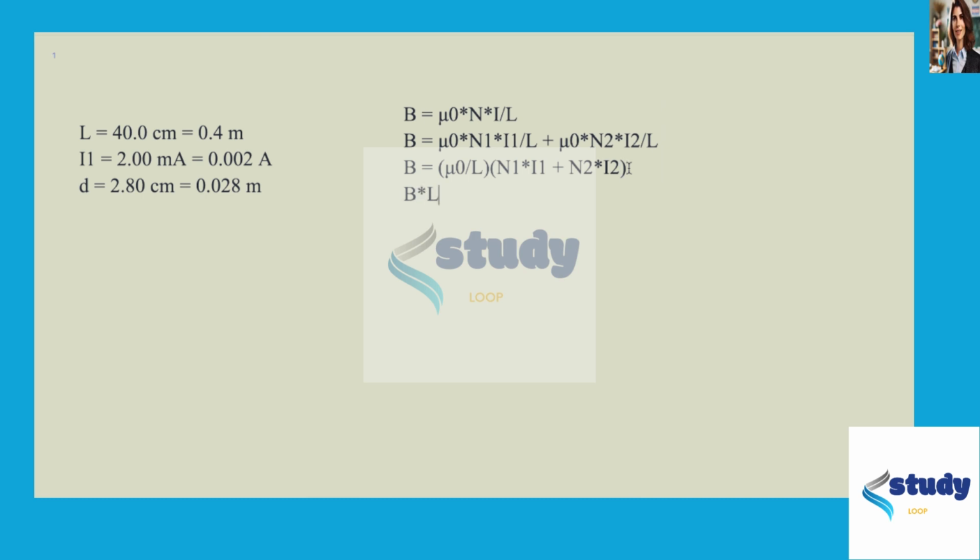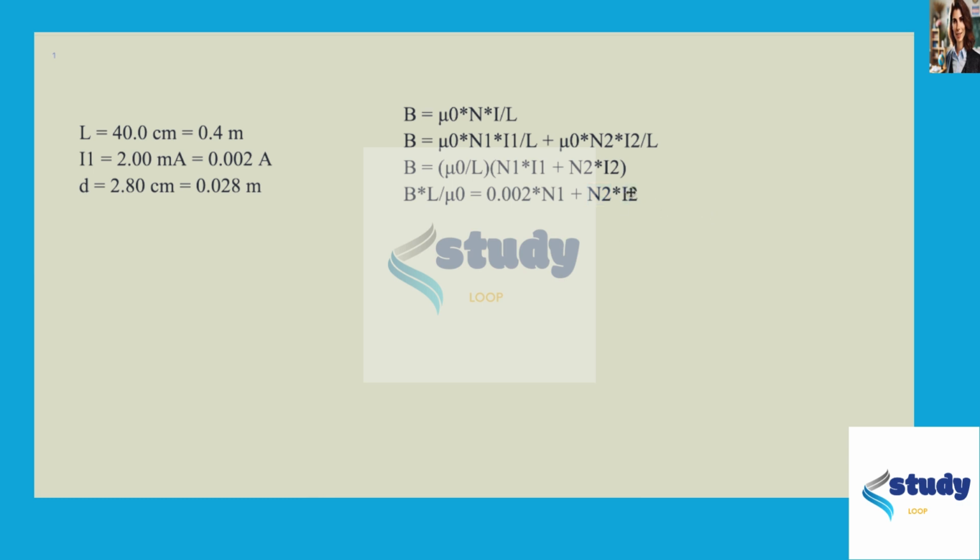So we'll get B times L divided by mu naught. And that's great because that's going to give us our y component on the axis here. Remember, we're told what I1 is, so I'm just going to plug that in explicitly here. I1 is 2 milliamps, so 0.002 amps. This way we can see what the unknown variables are: we don't know B, N1, N2, and we also don't know I2.